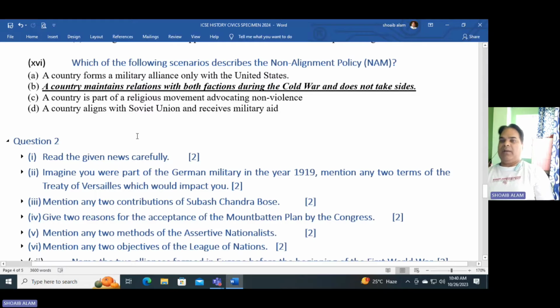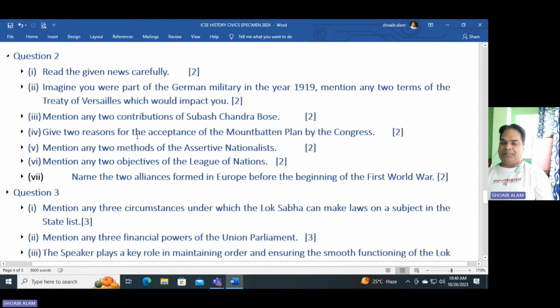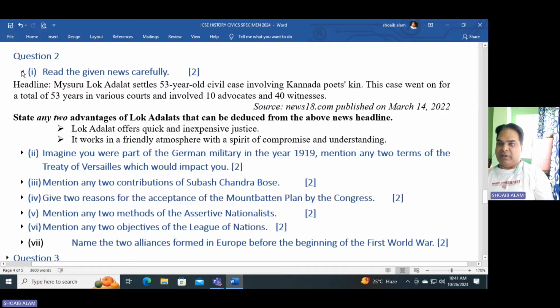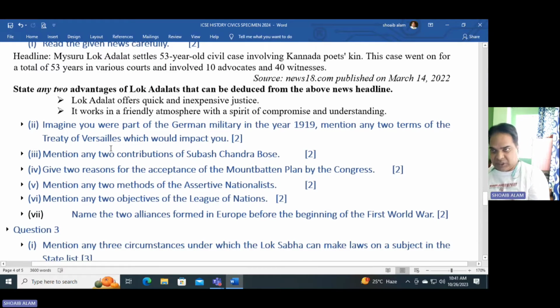Now let's go to question number 2. Read the given newspaper carefully. Let us see the newspaper headline: Mysuru Lok Adalat settles 53-year-old civil case. This case went on for a total of 53 years in various courts and involved 10 advocates and 40 witnesses. On the basis of this, state any two advantages of Lok Adalat that can be deduced from the above news headline. First, Lok Adalat offers quick and inexpensive justice. Second, it works in a friendly atmosphere with a spirit of compromise and understanding. So these are the two advantages.